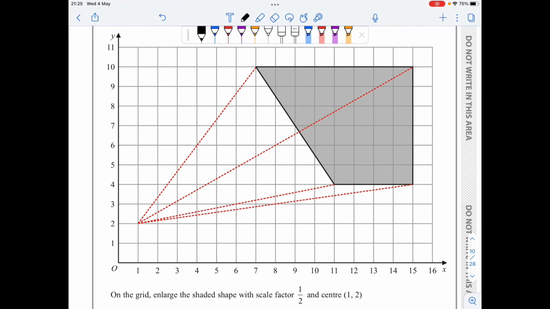Now the midpoints are the following: 6, 3, 8, 3, 8, 6, and 4, 6. And then I will join those midpoints, and that will be my image.